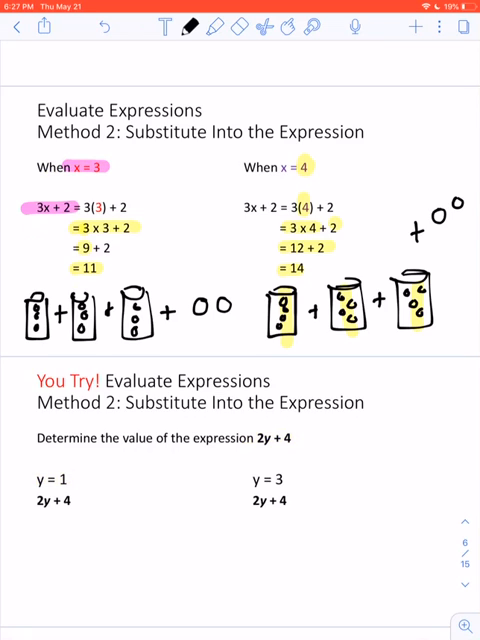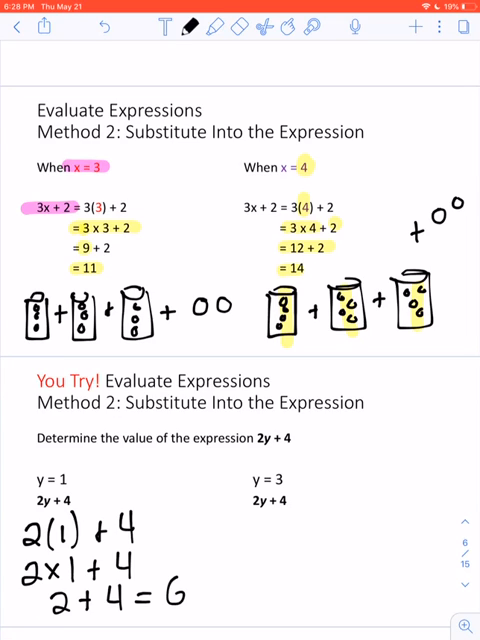All right, so hopefully you gave that a try. So here I have 2 and now I see a y. Well, y is equal to 1. So I'm going to put in a 1 plus 4. 2 with that 1 in there is the same thing as 2 times 1 plus 4. So 2 plus 4 equals 6.